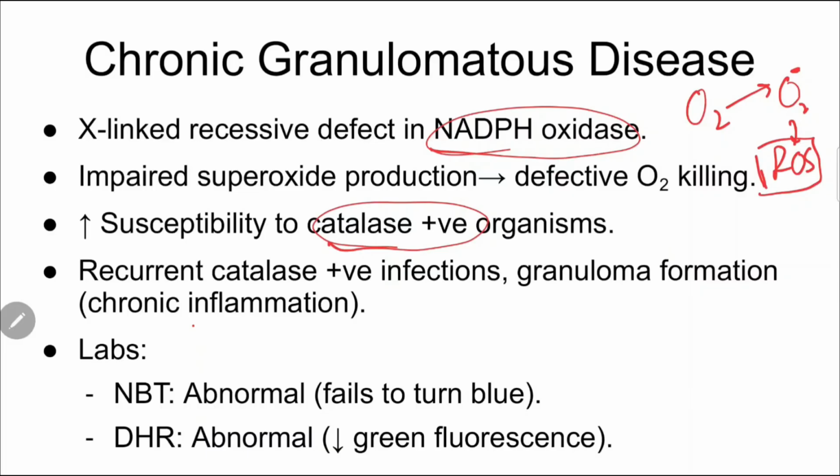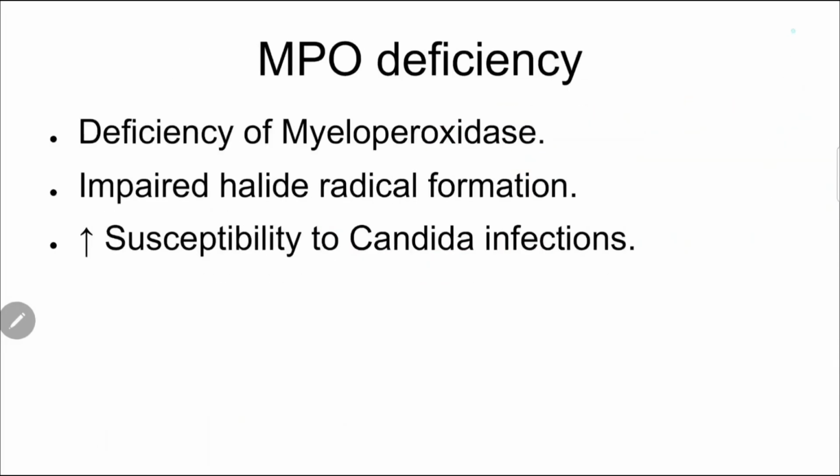And what will the labs show? So the nitro blue tetrazolium test will be abnormal, and the NBT test is basically responsible for detecting the presence of NADPH oxidase. So obviously it will fail to turn blue. But the important test that is more common these days is known as the dihydrorhodamine test. So this will again be abnormal, and this will present with low green fluorescence.